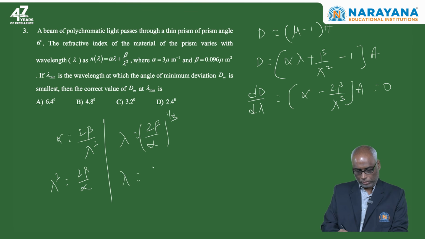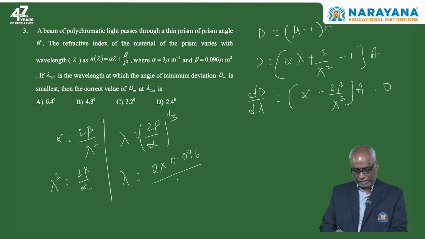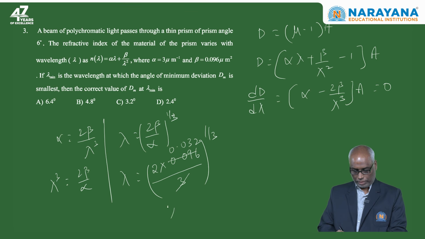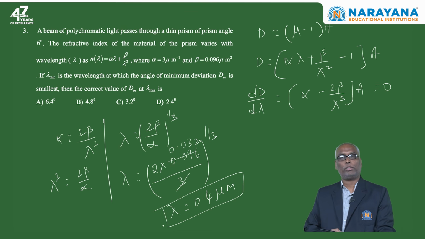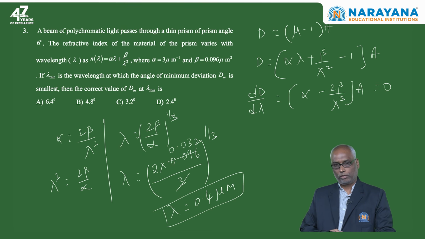So, lambda becomes equal to 2 into the value of beta, which is given as 0.096, divided by alpha, which is given as 3, whole to the power of 1 by 3. From this equation we are going to get 0.032, so this will be (0.064) whole to the power of 1 by 3. So, lambda becomes equal to 0.4 micrometer. For this value of lambda, the value of deviation is going to be minimum. So, when you want to find the minimum deviation, you need to substitute this value of lambda as 0.4 micrometers.